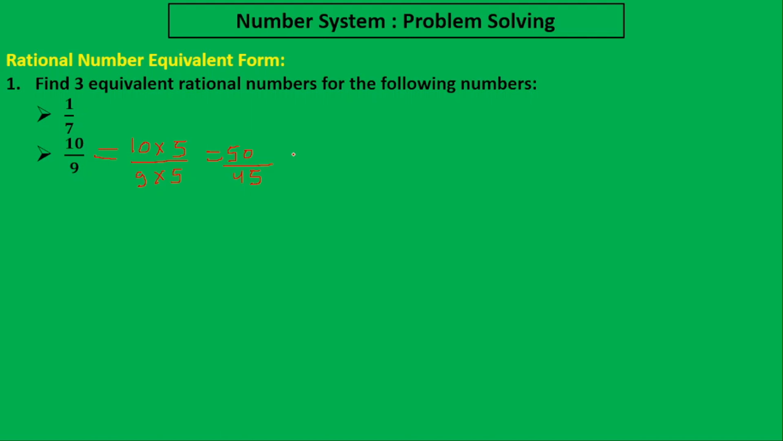50 by 45, so equivalent rational number. Similarly 10 by 9, multiply the top by 3 and the bottom by 3, giving 30 by 27. Ten by 9, multiply by 10 to the top, and similar thing to the bottom.